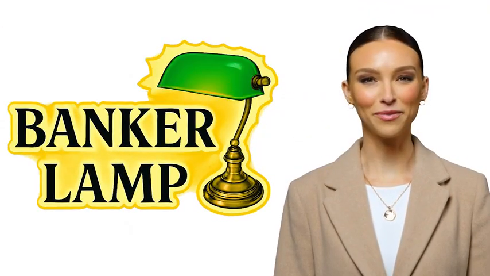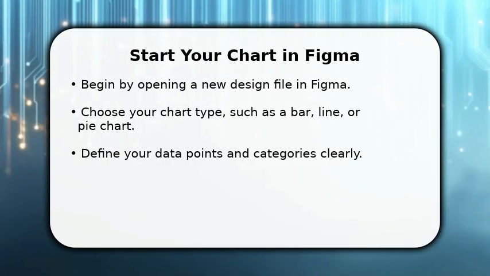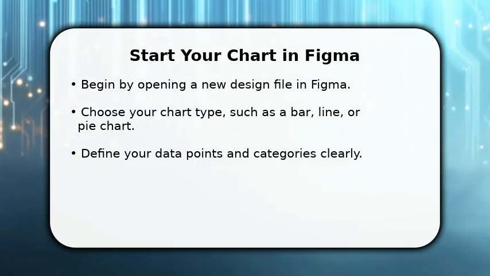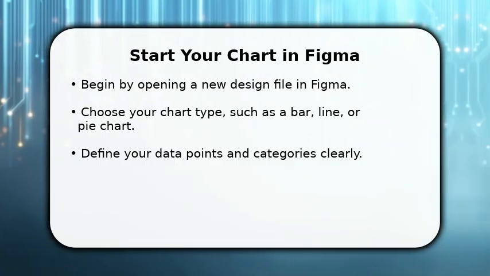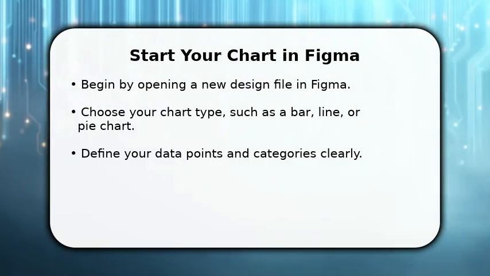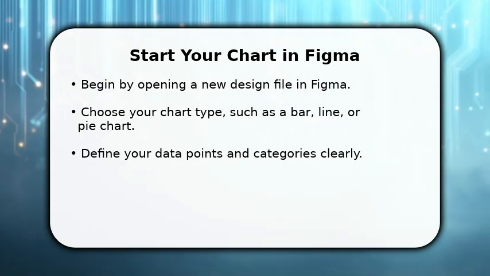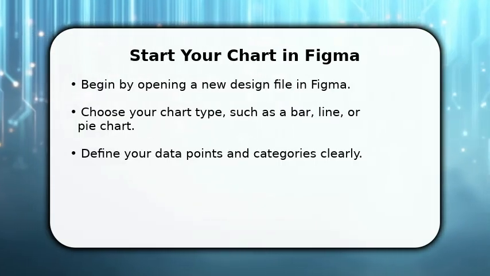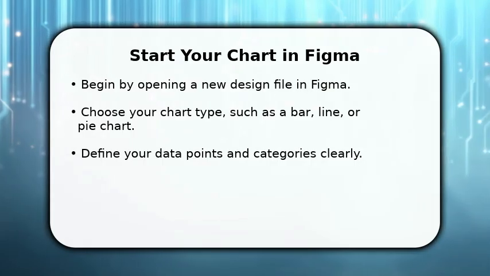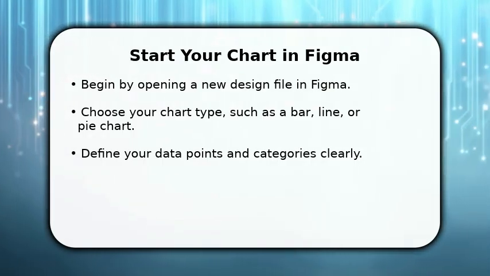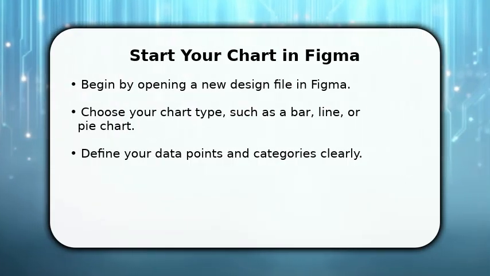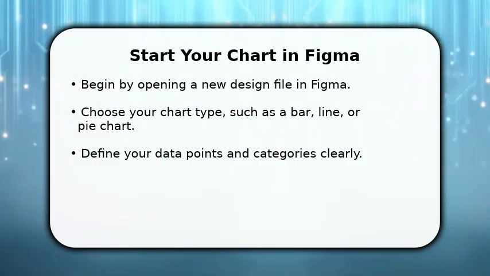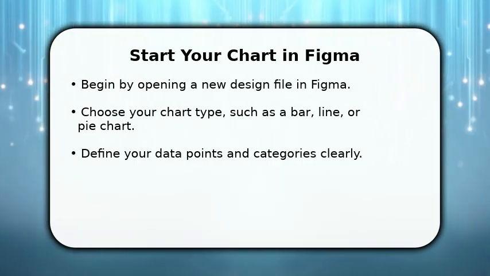Please enjoy the video. In this video, I will explain how to make a chart in Figma. First, open a new design file and select the Frame tool to create your canvas. Decide on the type of chart you want to build, whether it's a bar, line, or pie chart, based on your data visualization needs. Clearly define your data points and categories to ensure accuracy and effective communication. This initial setup is crucial for a smooth design process.